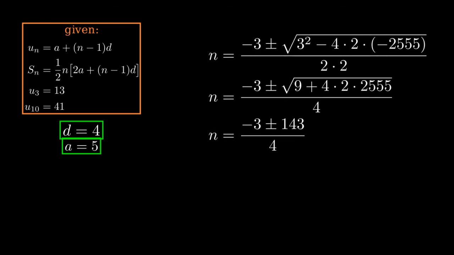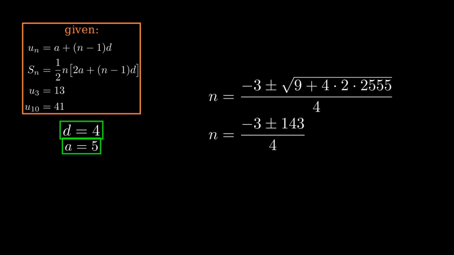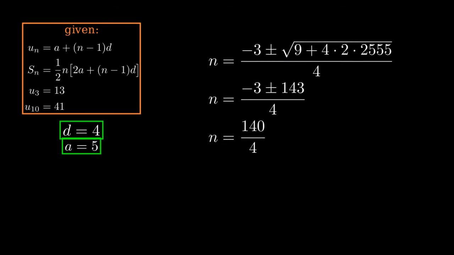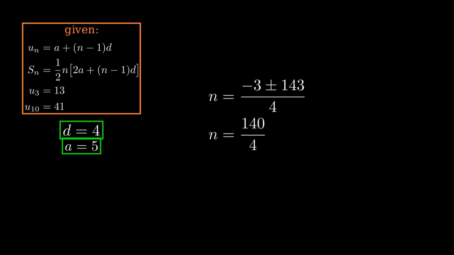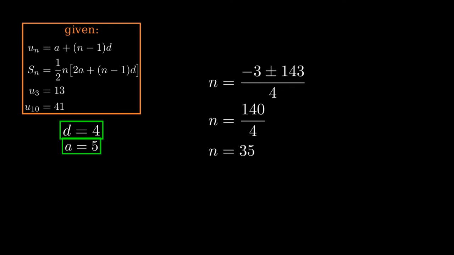That's the best I can say. And that's what you get. Okay. Now we do have a negative answer, but negative doesn't really make sense in a sequence, so we're going to throw that out. And we have only the positive 140 over 4, and that simplifies to 35. Okay, part B done.